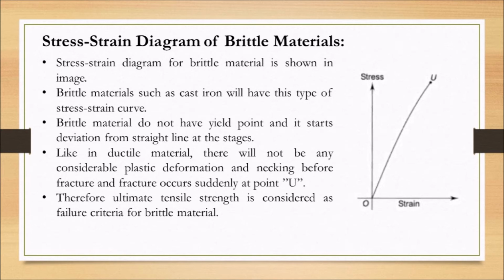As we see from the image, the brittle material stress strain curve is non-linear at very early stages of loading the component, and it will not have any defined yield point. Also, brittle metals will not have any considerable plastic deformation or necking like in ductile materials. Fracture happens all of a sudden when stress reaches the tensile strength, represented as U.